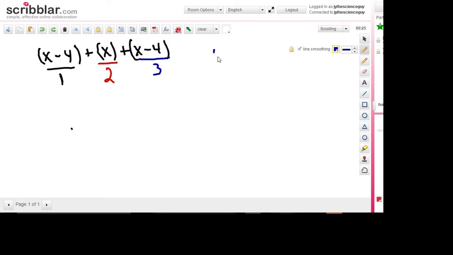So let's say I have 4, 7, and 9, and I want to find the sum of those three numbers. What would I do to them? You would add them up? You would add them up and divide by the number of numbers there are. And how many numbers do I have? 3. So I'm going to do the exact same thing with these.